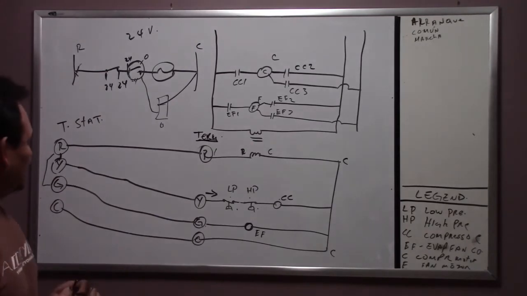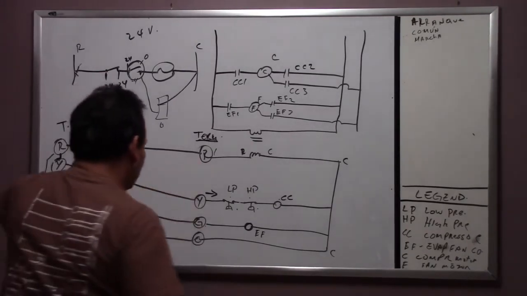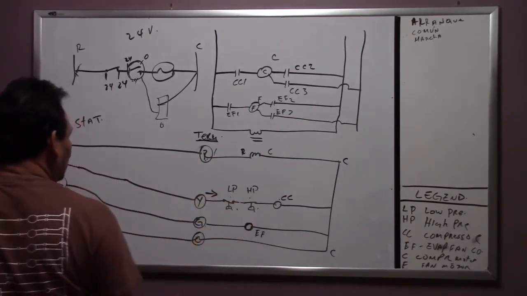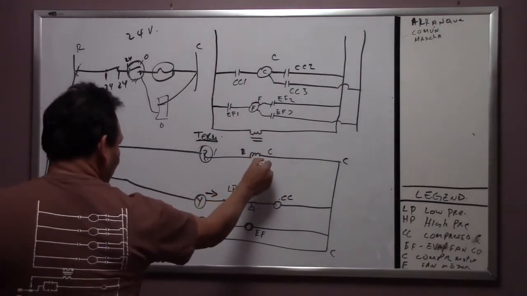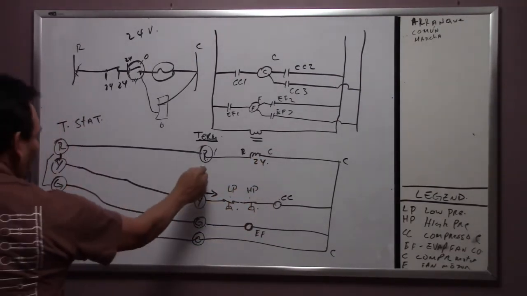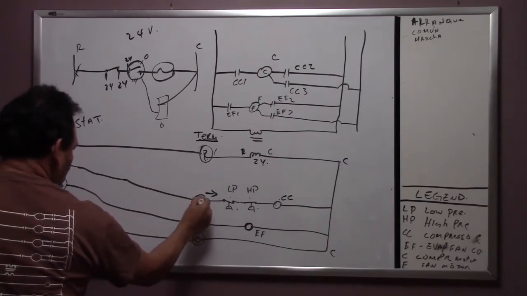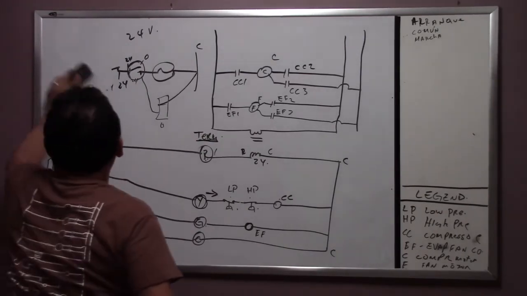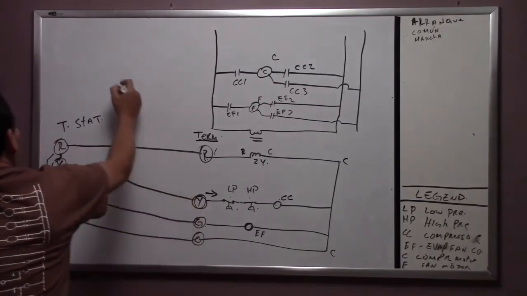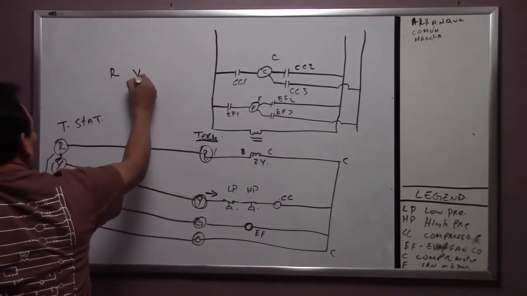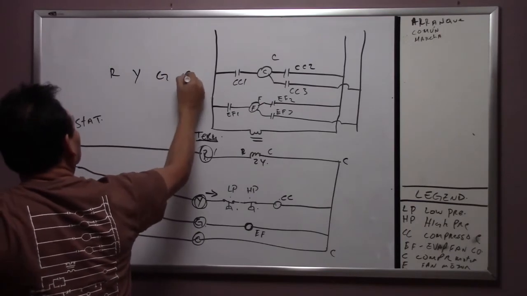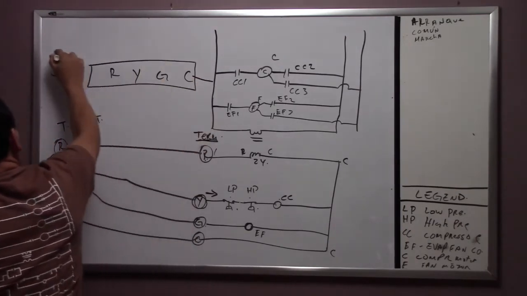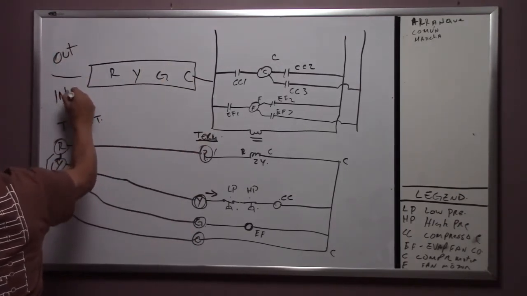Okay? For me checking between R, first I've got to check if I have 24 volts from R and common. If I have 24 volts from R and common, that means we are getting 24 volts from here. The next step is going to be R and Y1. Now, I'll put it a bit easier, if I switch it over, this will be your R, Y1, G, and common. Okay? Now this is your outside, this is inside.